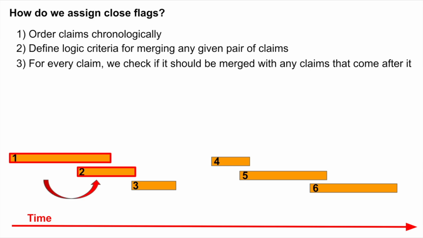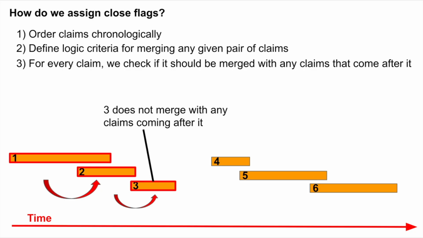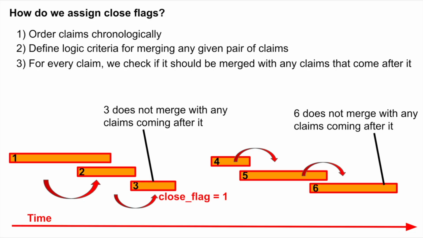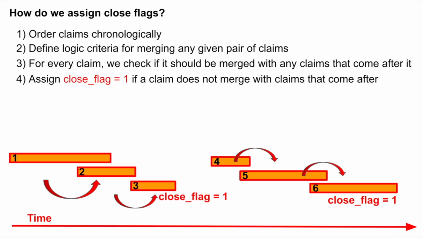So for example, claim 1 should be merged with claim 2, claim 2 should be merged with claim 3, claim 3 does not merge with any claims coming after it. So then we assign claim 3 a close flag of 1. Similarly, claim 4 should be merged with claim 5. Claim 5 should be merged with claim 6. Claim 6 does not merge with any claims coming after it, so we assign claim 6 a close flag of 1. So step 4 is assigning a close flag of 1 to a claim if the claim does not merge with claims that come after.